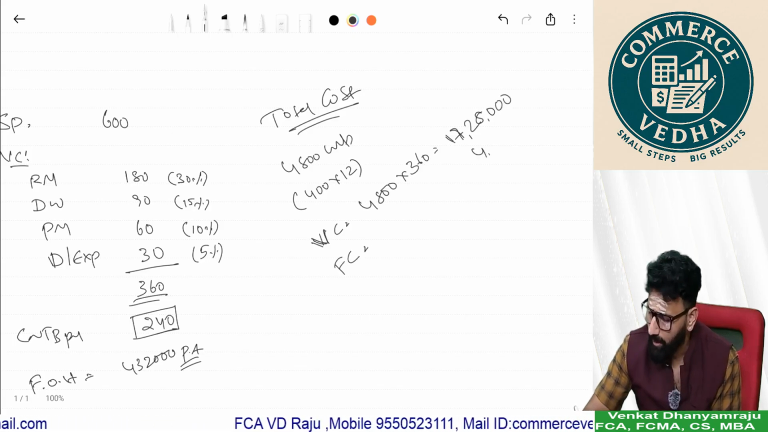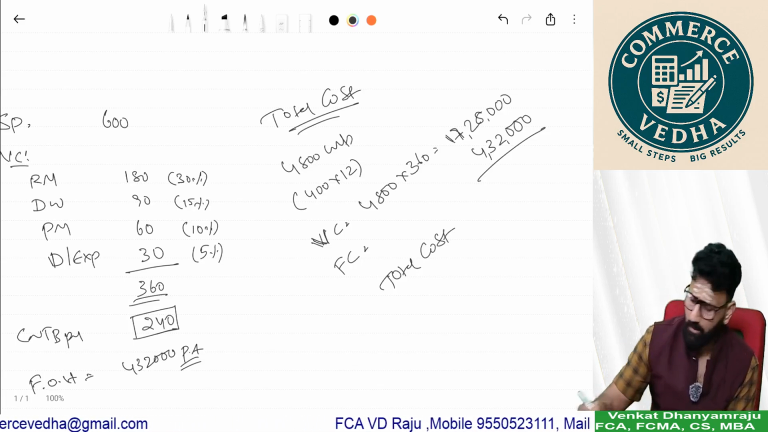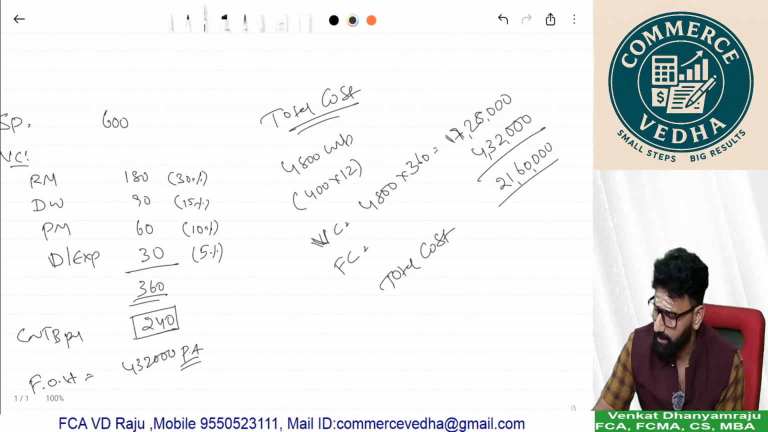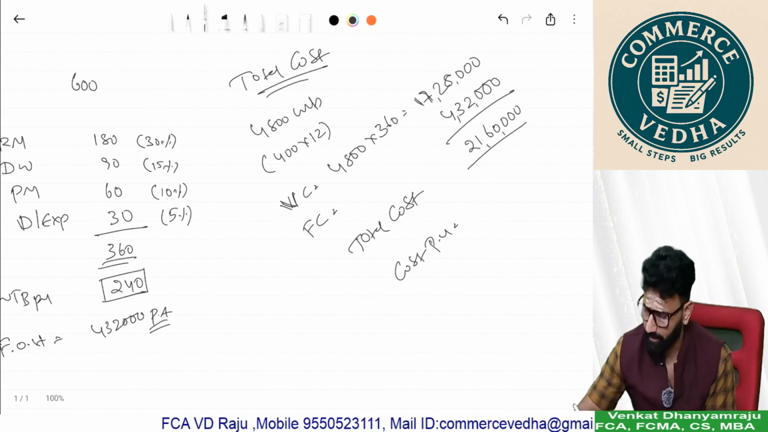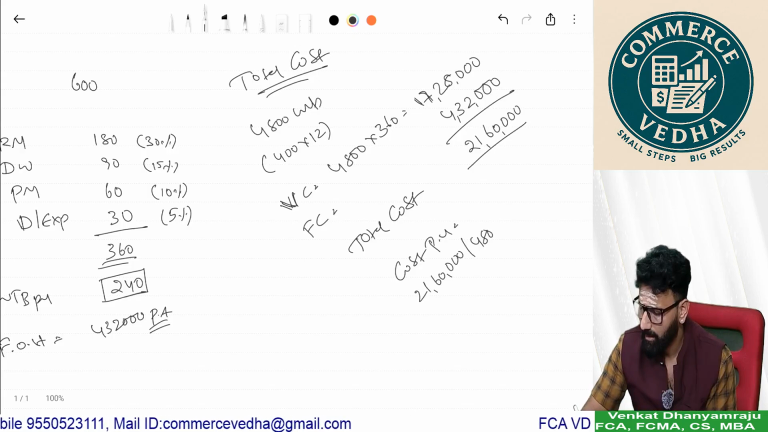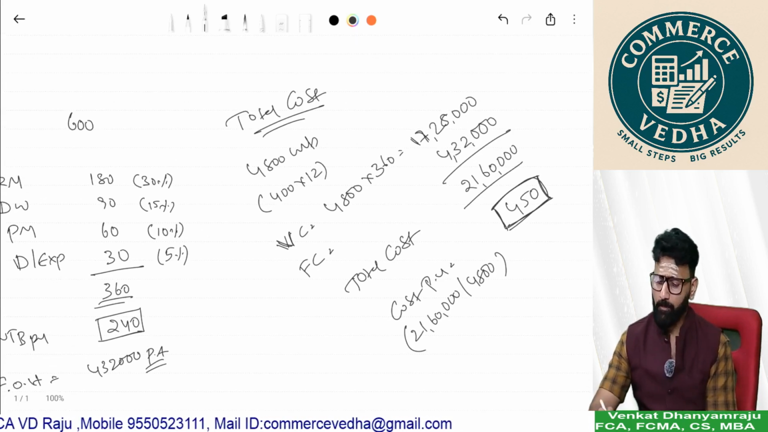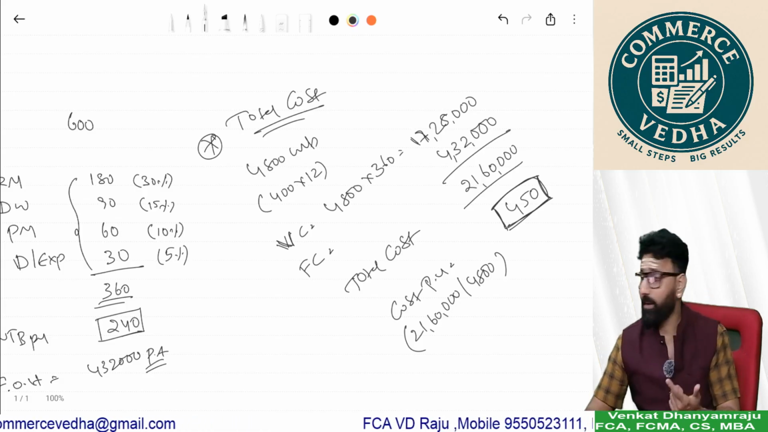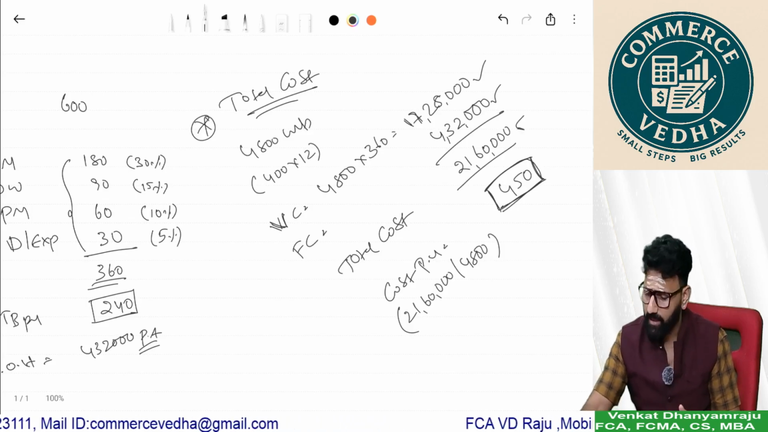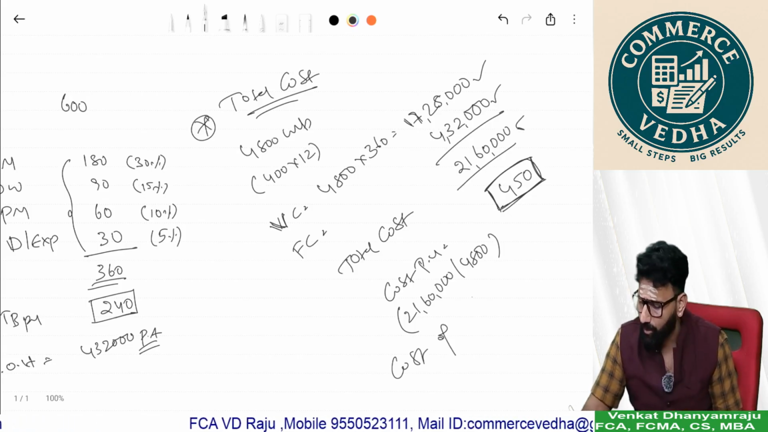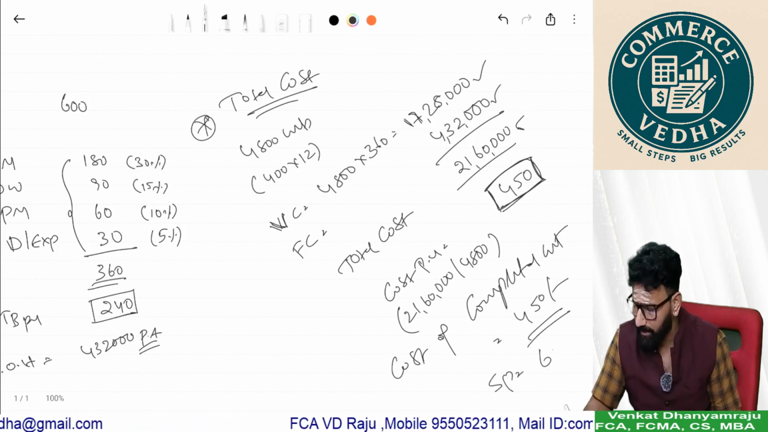Fixed cost 4,32,000. Total cost 21,60,000. Now cost per unit is 21,60,000 by 4,800, 450. This is to value the finished goods. So here people will make mistakes. They will take only the first breakup and forget fixed overheads. So your variable cost is 17,28,000, fixed cost is 4,32,000, total cost is 21,60,000. So cost per unit, cost of completed unit, is 450. Selling price 600.